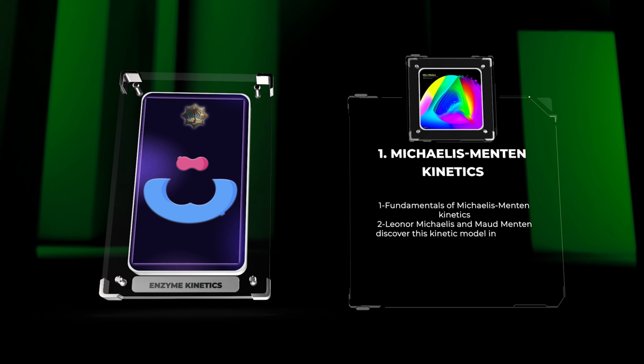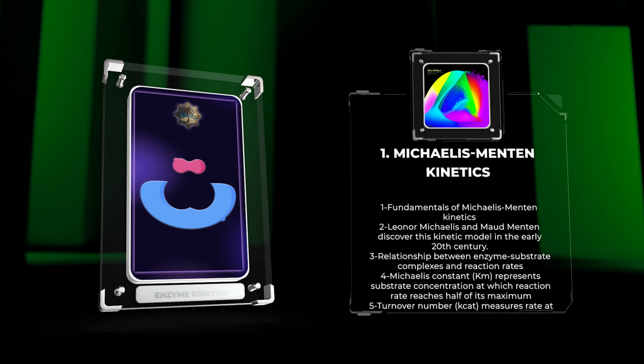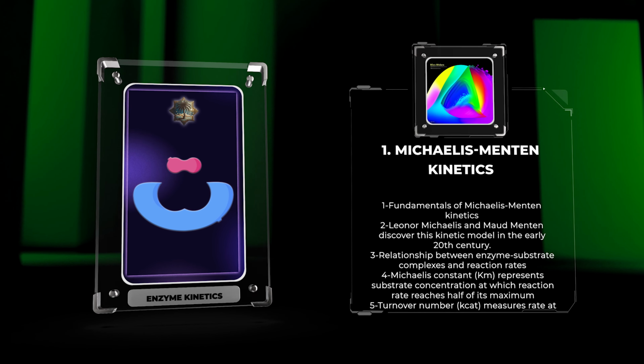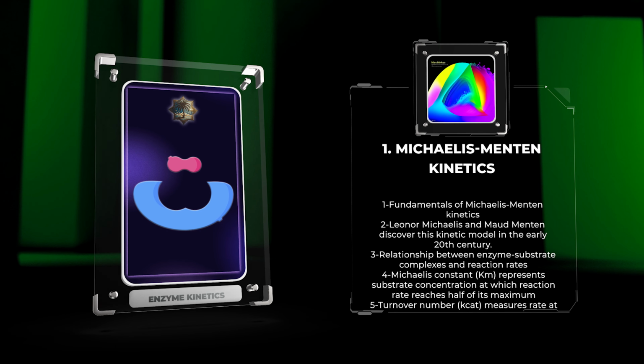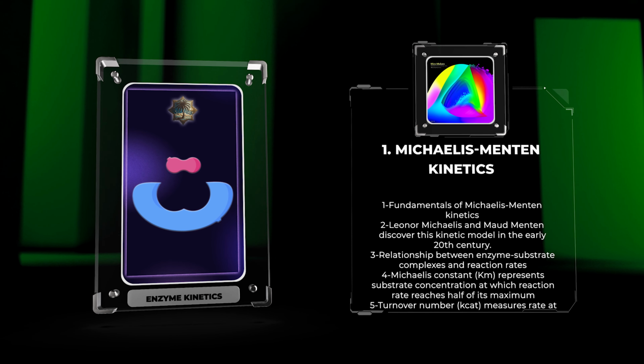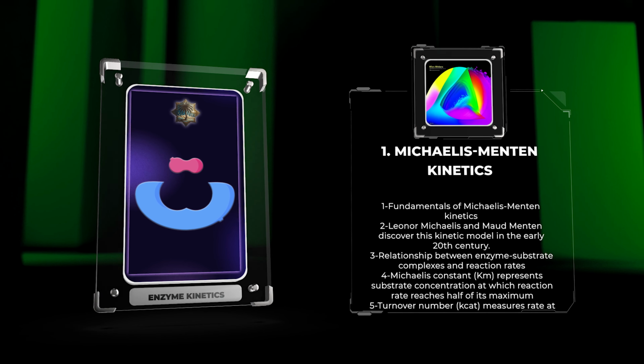To comprehend the behavior of enzymes, we must first grasp the fundamentals of Michaelis-Menten kinetics. Discovered by Leonor Michaelis and Maud Menten in the early 20th century, this kinetic model describes the relationship between enzyme-substrate complexes and reaction rates. Central to this model is the Michaelis constant, Km, which represents the substrate concentration at which the reaction rate reaches half of its maximum. Additionally, the turnover number, Kcat, measures the rate at which the enzyme converts substrate molecules into product. Understanding Michaelis-Menten kinetics aids in predicting enzyme behavior, optimizing enzymatic reactions, and designing drugs that target specific enzymes.